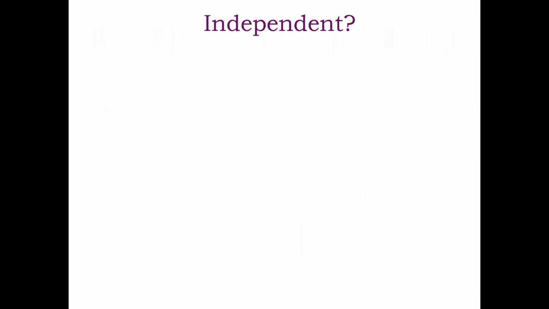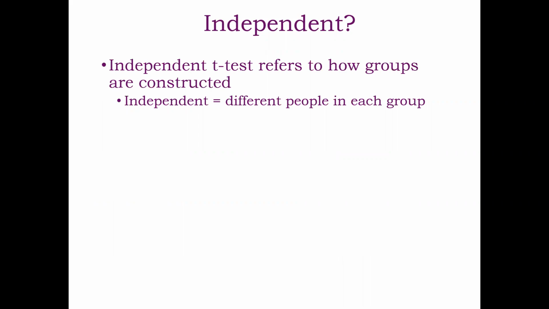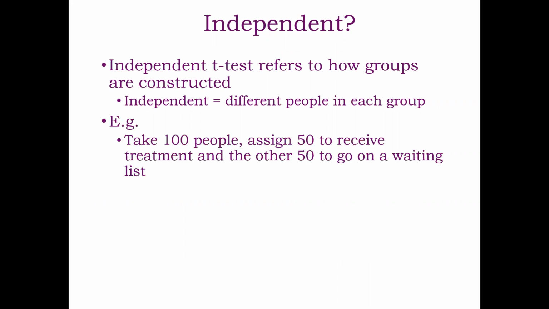So what does independent mean? This just refers to the participants in our groups, how the groups are constructed. For an independent samples test, the people in each group must be different, right? The presumption is that they've been randomly assigned if it's an experiment, but mainly they cannot be the same. For example, if you have 100 people come into the clinic, you can randomly assign 50 to receive treatment and 50 to a waiting list, a wait list control group, right? They're different people.